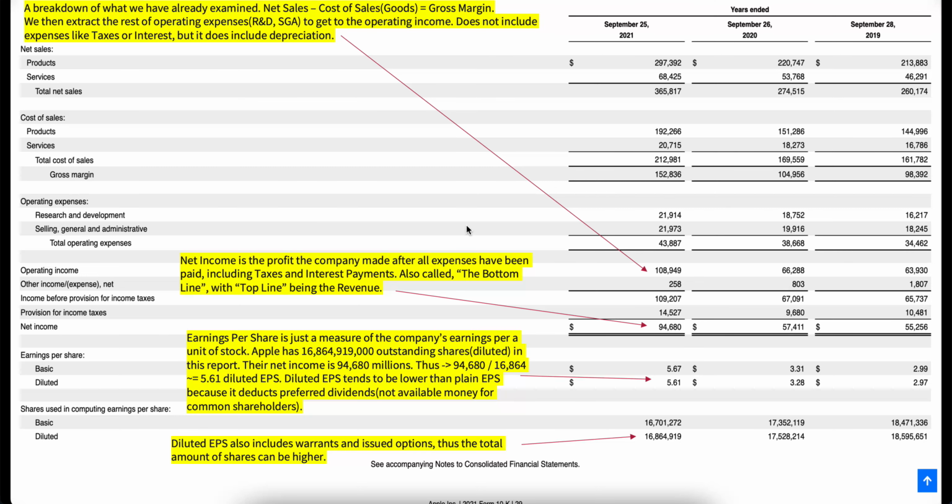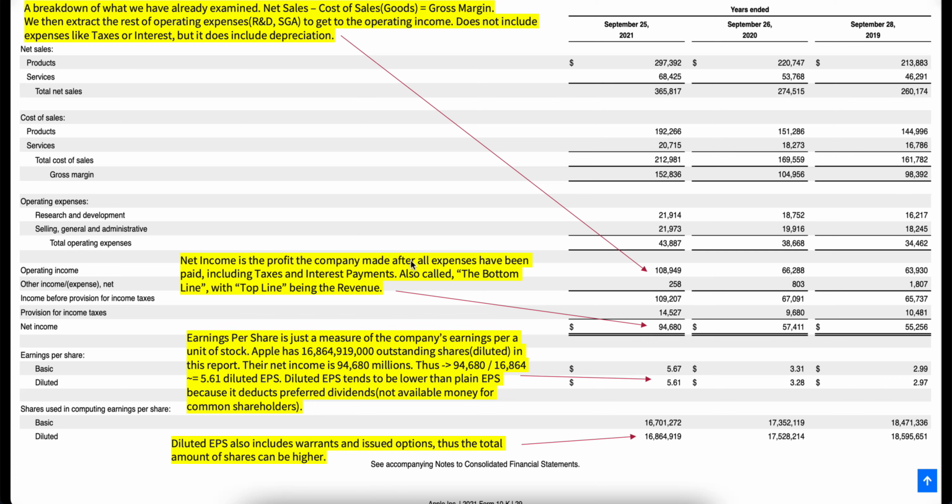Also, remember that diluted EPS, whoops, I pressed and went to the last one. Diluted EPS also includes warrants and issued options, and this is why the diluted EPS count, you can actually see the counts here. Okay, this is the count that we're using. It's actually part of this here. The diluted count is 16.8 billion, while the basic count is 16.7, because this one includes warrants and options that can potentially be exercised at some point, and so they have to be included here. This is why the diluted one is actually a little bit lower.